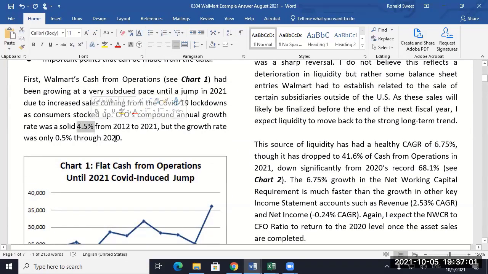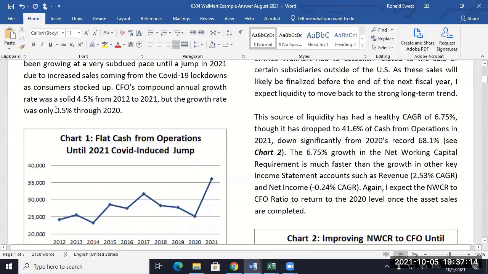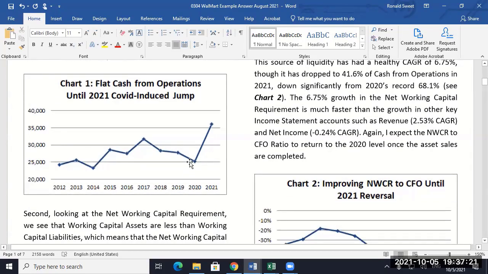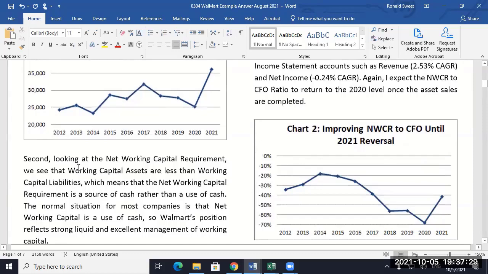We're going to talk about a growth rate. So you have to just pick your adjectives and adverbs. So I say subdued pace until 2021, and then suddenly you had a solid growth. So it was only 0.5 until 2020, and then 2021 it jumped up, however you want to explain it. But this is exactly what you'd expect in retail, given what's going on with Amazon or all the competition. All right, so that one's fairly straightforward. You're just explaining, if it has unusual shapes, you try to explain the shape as well, as I did there. The next one is net working capital requirement.